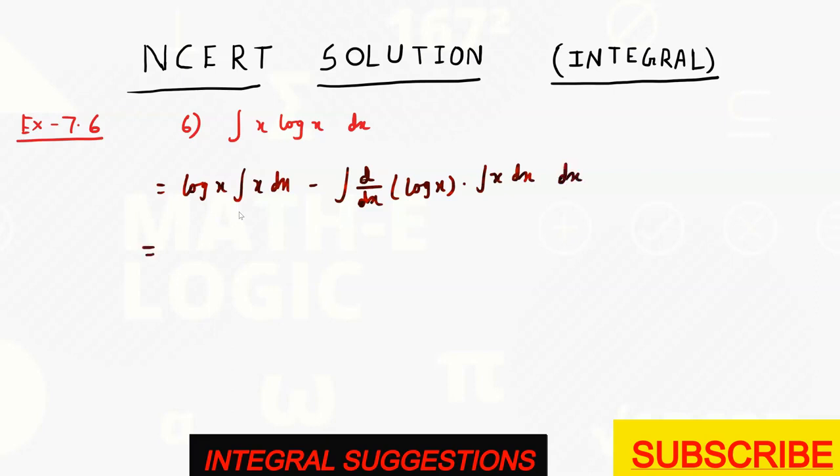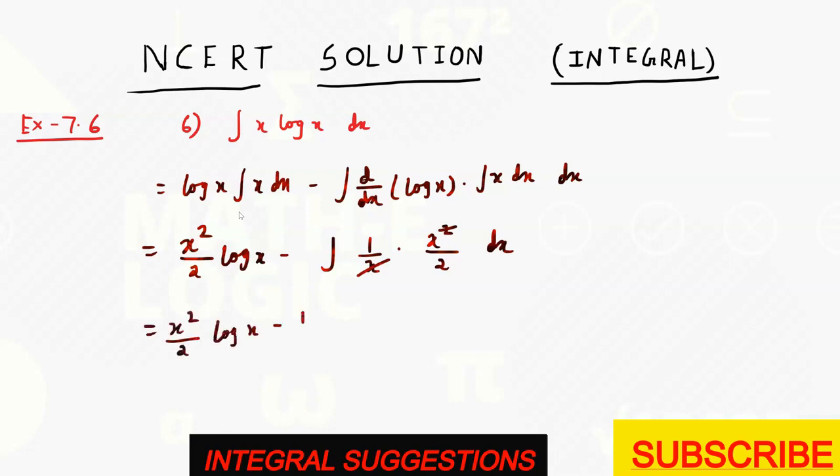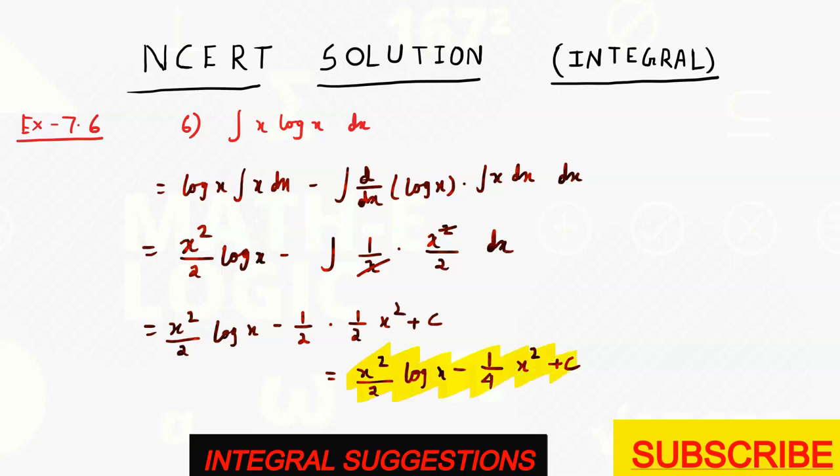So what do we get? Integral of x dx, that is x square by 2, times log x, minus d/dx of log x, that is 1 by x, multiplied by x square by 2 dx. So these x and x cancel out. We get x square by 2 log x minus half of integral of x dx, that is half of x square by 2, plus c. That means x square by 2 log x minus 1/4 x squared plus c. And that is the correct answer for this question.